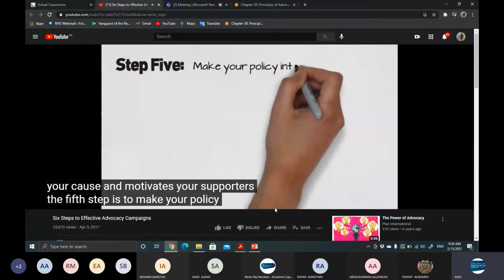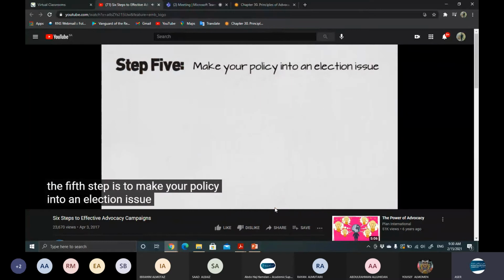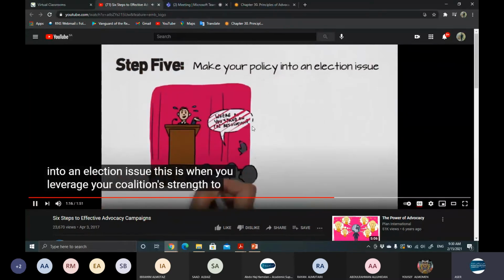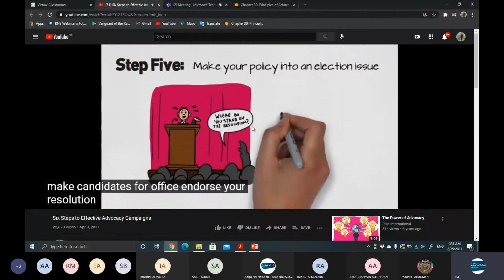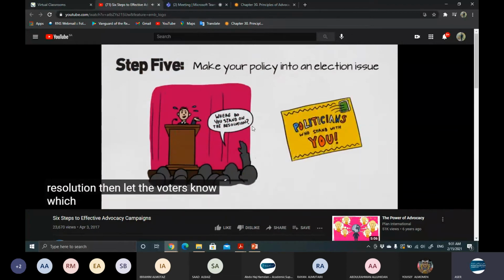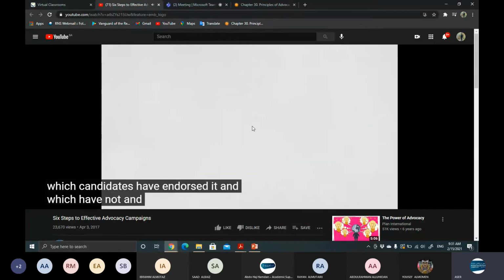The fifth step is to make your policy into an election issue. This is when you leverage your coalition's strength to make candidates for office endorse your resolution. Then, let the voters know which candidates have endorsed it and which have not.